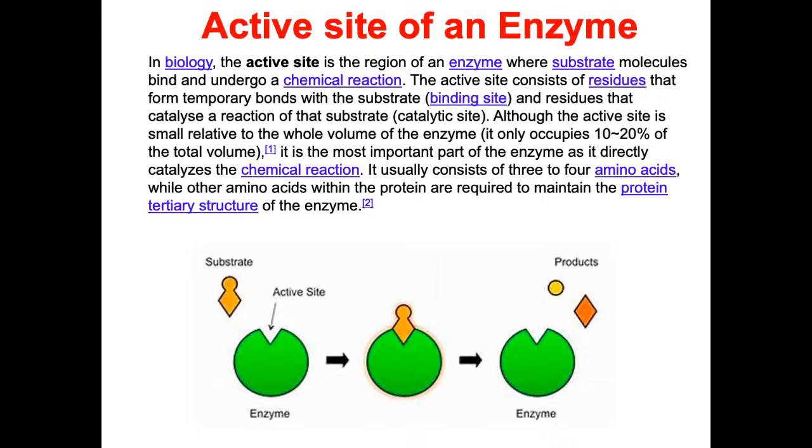In biology, the active site is a region of the enzyme where substrate molecules bind and undergo a chemical reaction. The active site consists of residues that form temporary bonds with the substrate and residues that catalyze the reaction of the substrate. Although the active site is small relative to the whole volume of the enzyme, it is the most important part of the enzyme as it directly catalyzes the chemical reaction. It usually consists of 3 to 4 amino acids, while the other amino acids within the protein are required to maintain the tertiary structure of the enzyme.